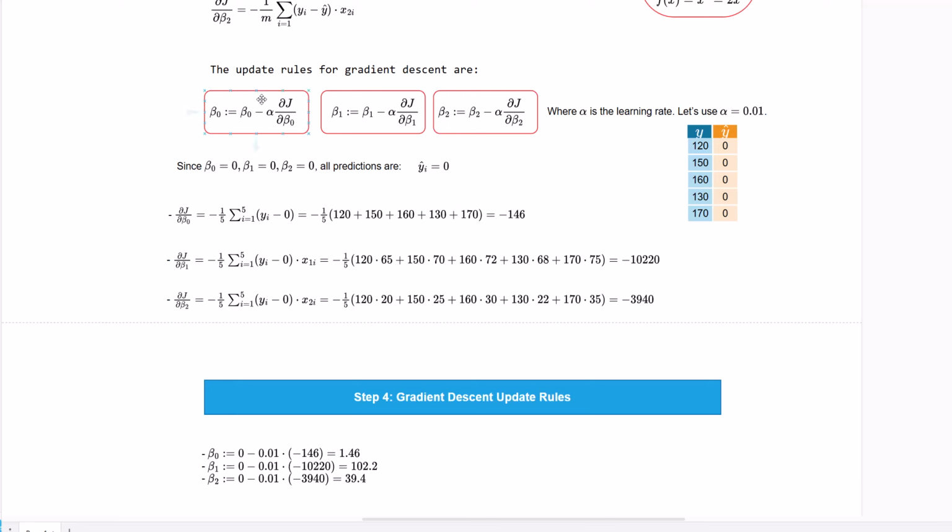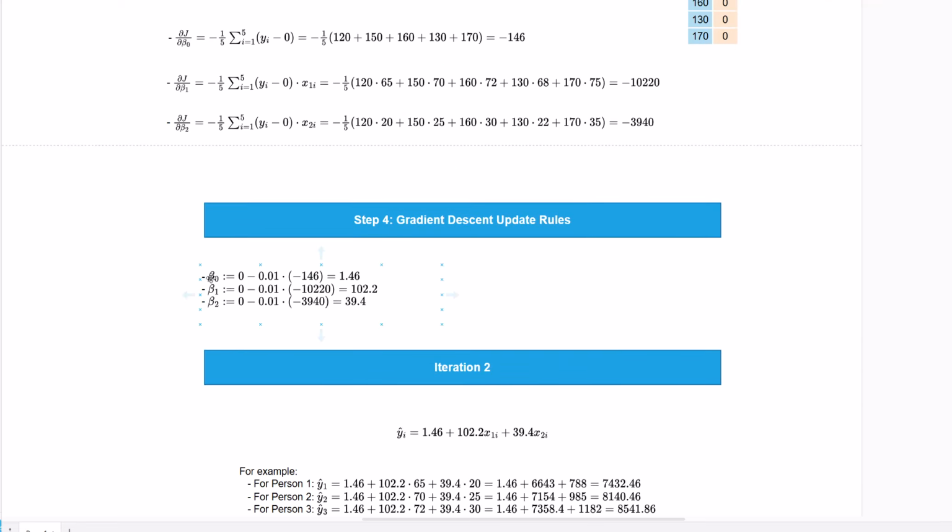So it will be the weight of beta 0. From the next iteration, beta 0, which was 0 in the beginning, minus the learning rate, which was 0.01, multiplied by the gradient value we have seen here. So from the next update, B0 will be 1.64, beta 1 will be 102, and etc.